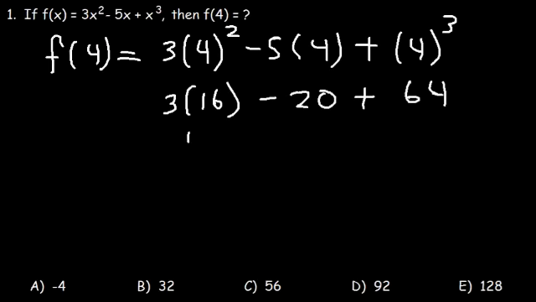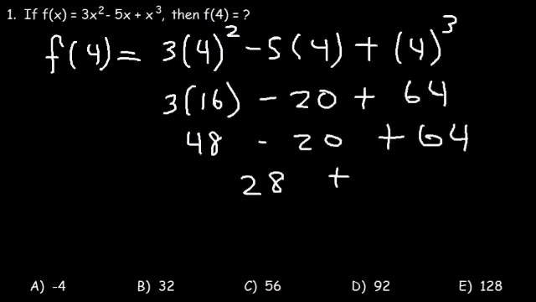3 times 16 is 48. And 48 minus 20, that's 28. And 28 plus 64 is equal to 92. So therefore, D is the correct answer for this problem.